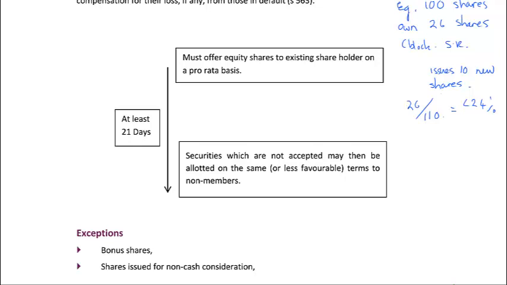If he doesn't reply, or if he doesn't actually accept all of his share offering, then those shares can be offered to someone else. Now, key point there, they must be offered on either the same or not less favourable terms to other members, because you're going to be quite upset, aren't you, if you can't afford to buy your 2.6 shares at the required price, if you then find out that they were offered to an independent shareholder at a lesser sum.